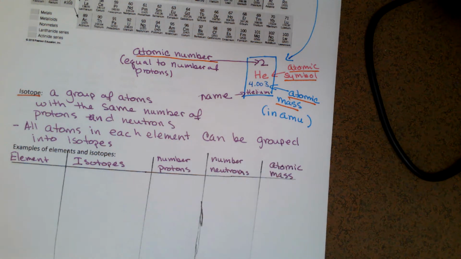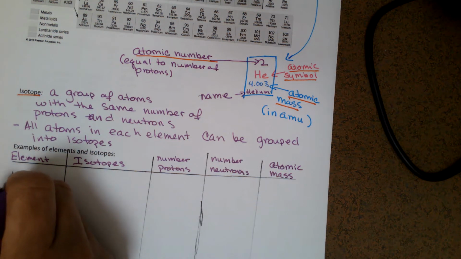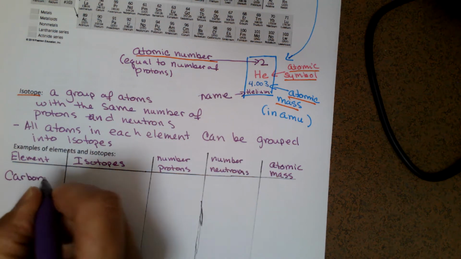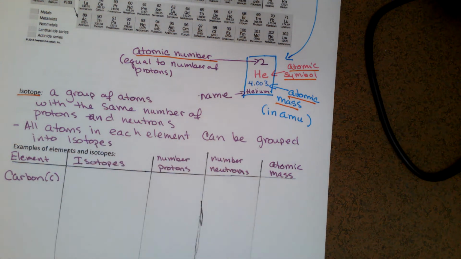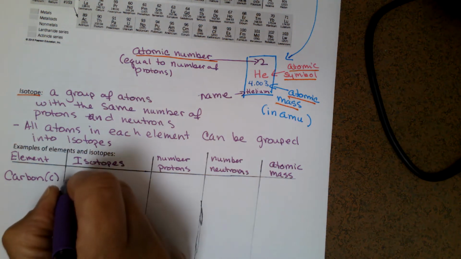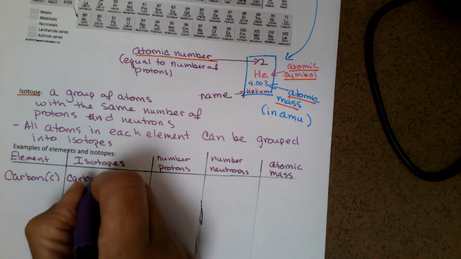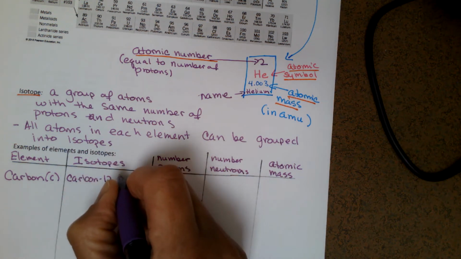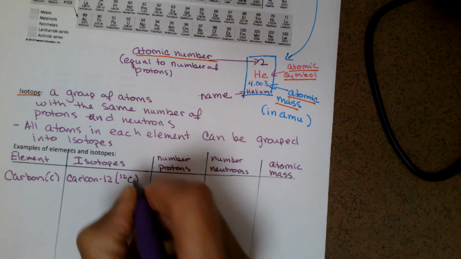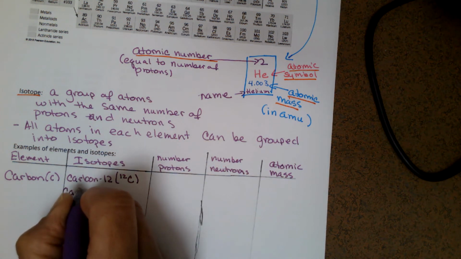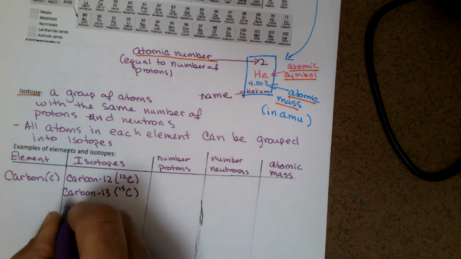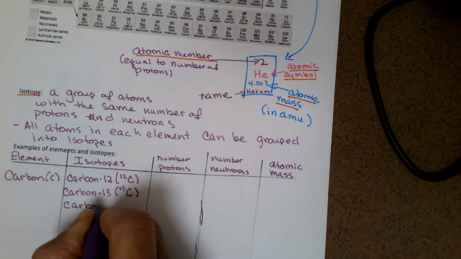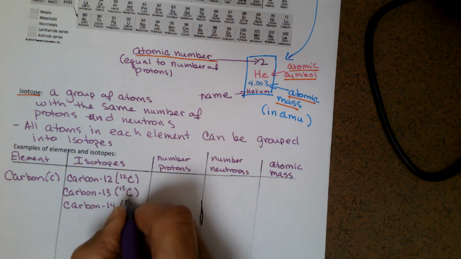We're going to start with the example of carbon. Carbon, its symbol is C, has 3 common isotopes. Carbon 12, which is 12C. Carbon 13, which can be written this way. And carbon 14, which can be written this way.